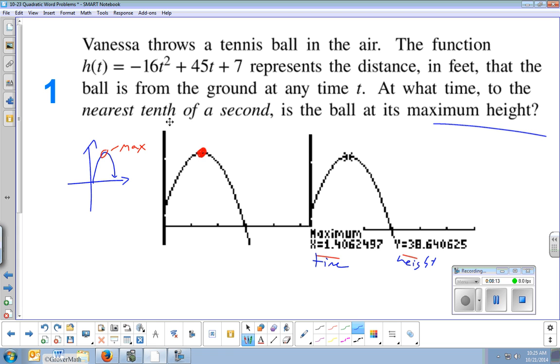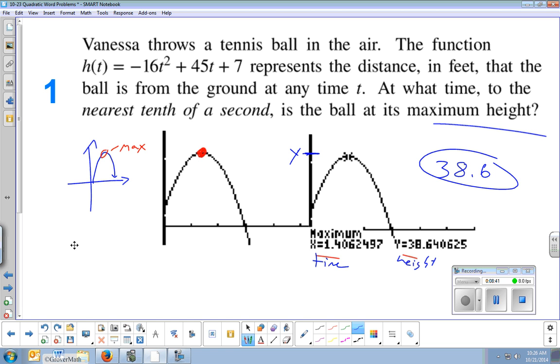And so to the nearest tenth of a second, the answer would be 38.6. That would be the maximum height, the Y value. And if I wanted how long until it gets there, it would be 1.4 seconds. If time is in seconds, it should say up here what time is. But that's really not what this question is asking for. But it's asking for distance in feet. So this would be 38.6 feet.